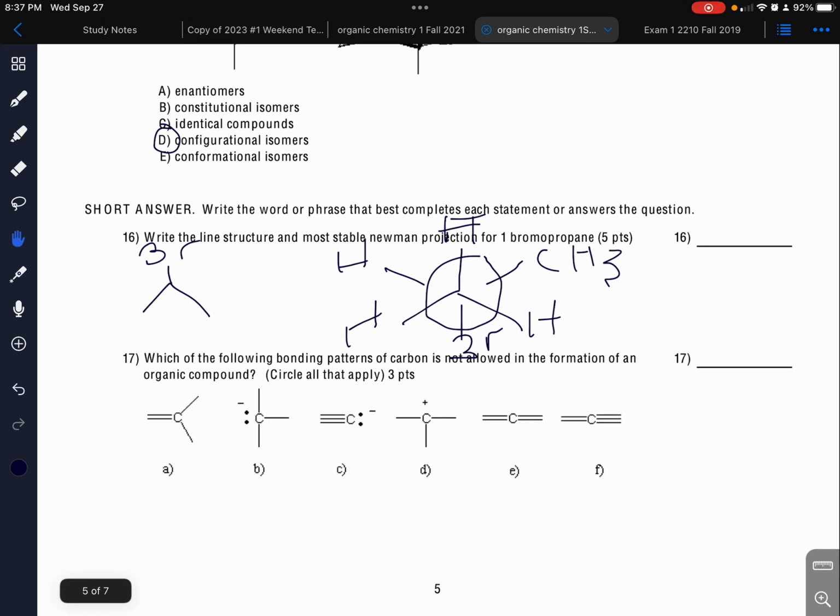Which of the following cannot exist? The only one that cannot exist is F. Do not have more than 4 bonds to carbon. Oh Lord. Do not allow more than 4 bonds to carbon. Otherwise.